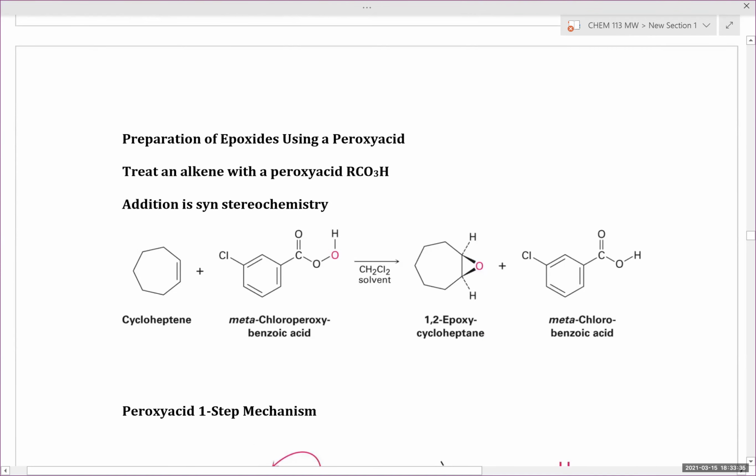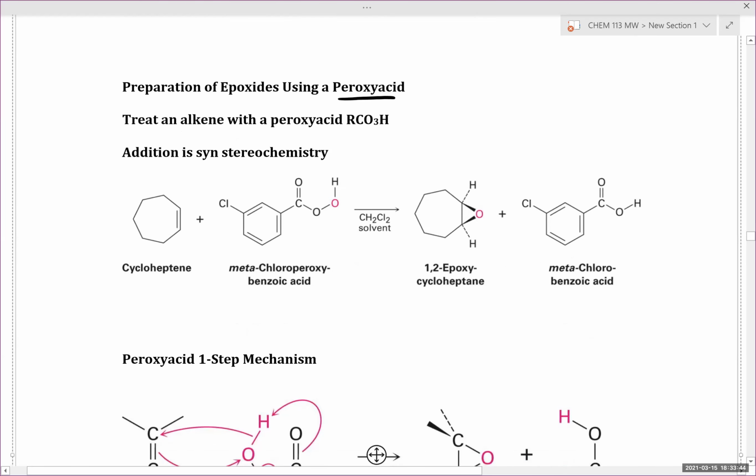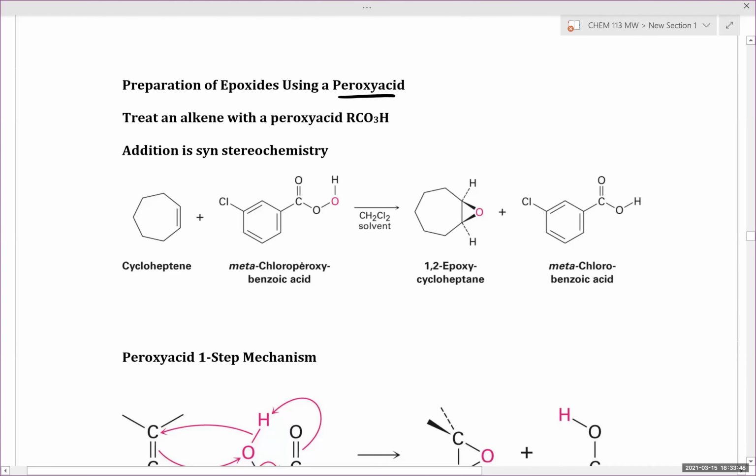Okay, so let's talk about some methods to prepare epoxides. The first of which is the peroxy acid method. The most commonly used peroxy acid is metachloroperoxybenzoic acid, or MCPBA for short.